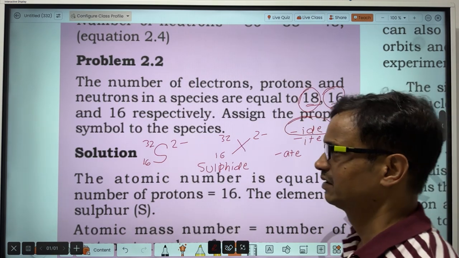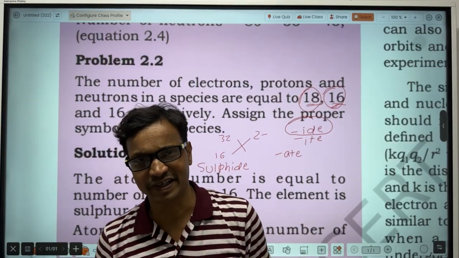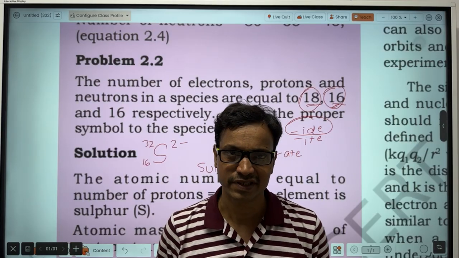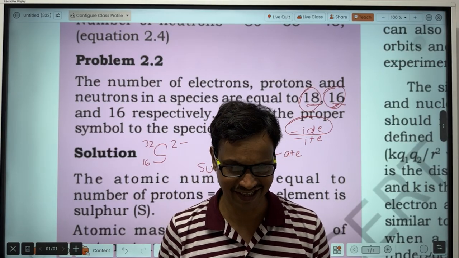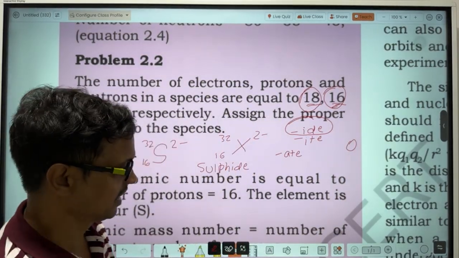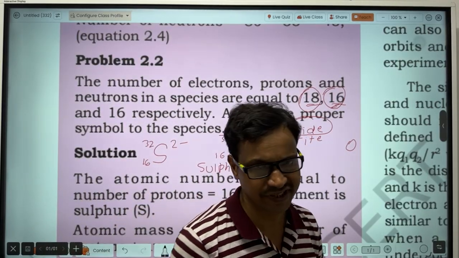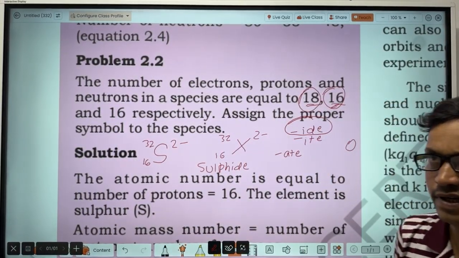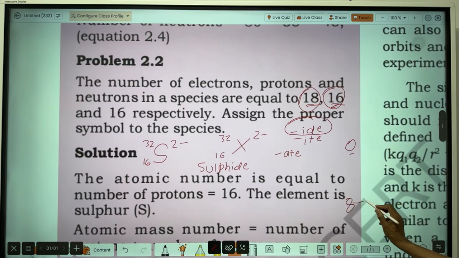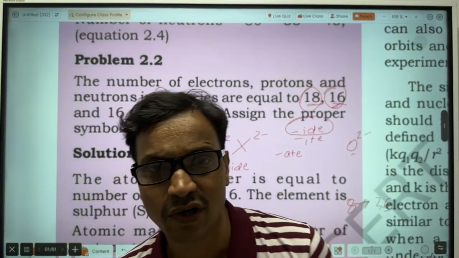Guys, I am telling you what happens here. "Ide": when the negative charge is directly on the non-metal atom, like here sulfur with 2 units of negative charge, you say sulfide. In the same way, oxygen has 2 units of negative charge. How to predict the negative charge? Oxygen's atomic number is 8, so the electronic configuration is 2 and 6. To acquire the octet, it needs 2 electrons. So if there is 2 negative charge, we write "ide" in the name of oxygen.